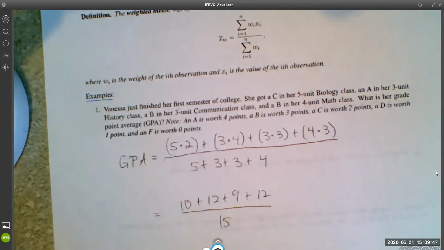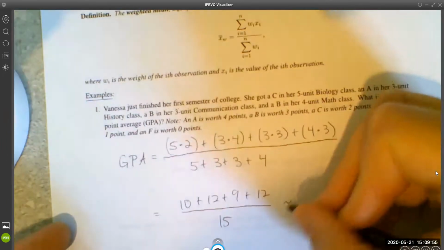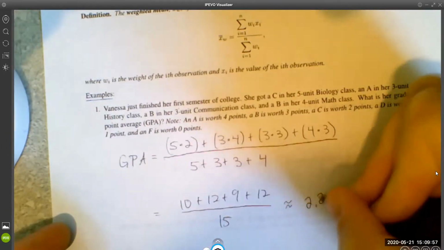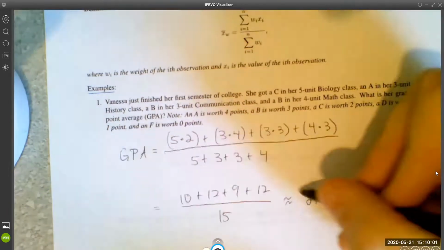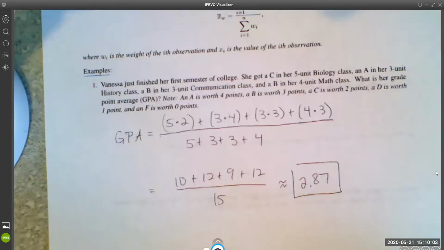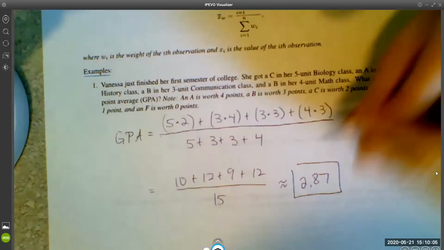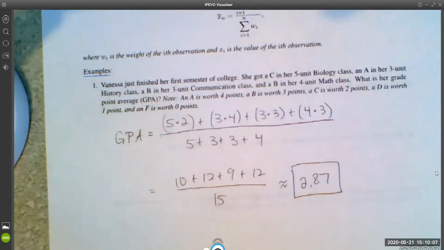10 plus 12 plus 9 plus 12 is 43. 43 divided by 15 is approximately, this is about a 2.87. So her GPA is about 2.87, right? It's not a 3.0. Okay. And that's how GPAs are calculated.